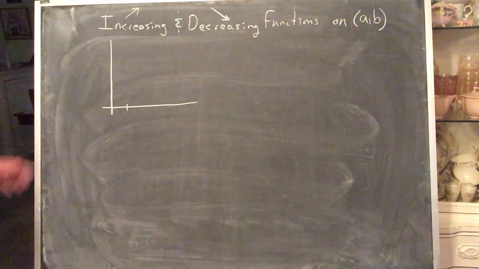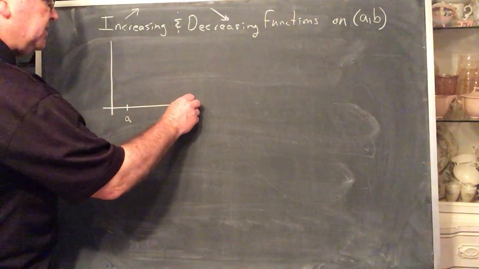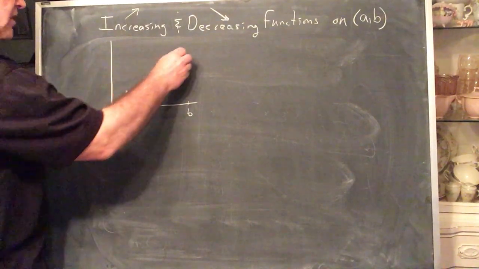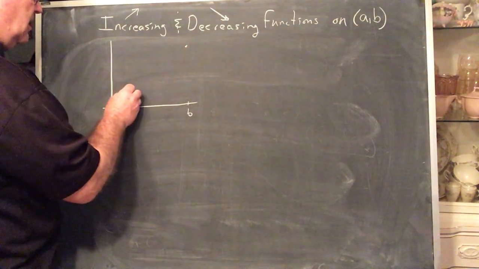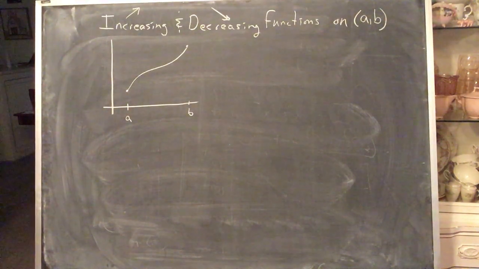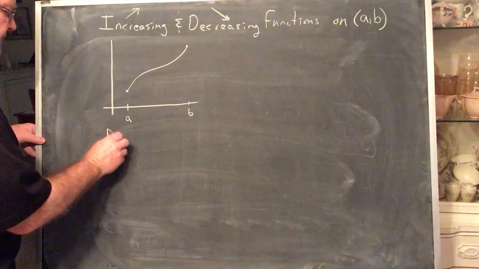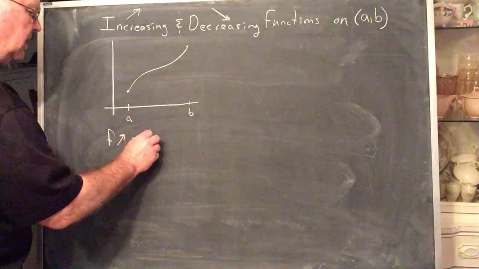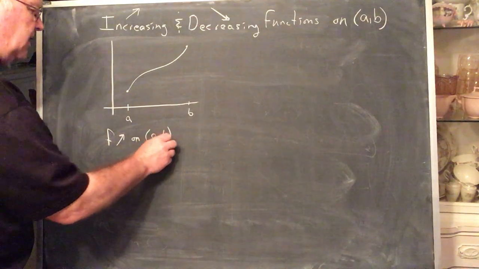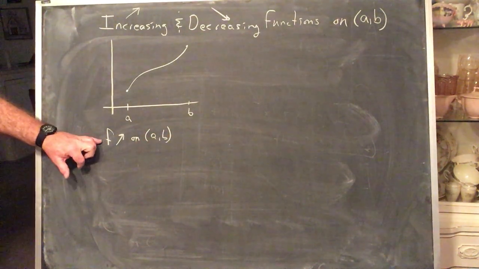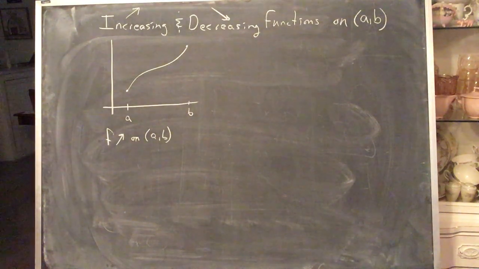to B. So here's my value A. Here's the value of B. And let's suppose that the function is increasing. All right. So there's an increasing function. So we say f is increasing on the interval A to B. If you want to write f is increasing on the interval A, B, these are the symbols you'd write. Anyone who knows what you're talking about knows those symbols mean that.